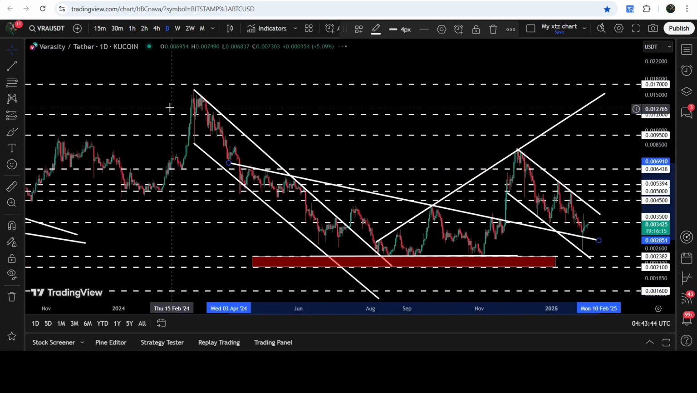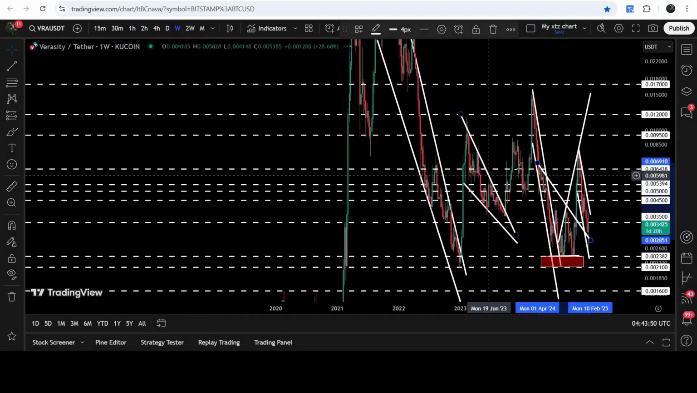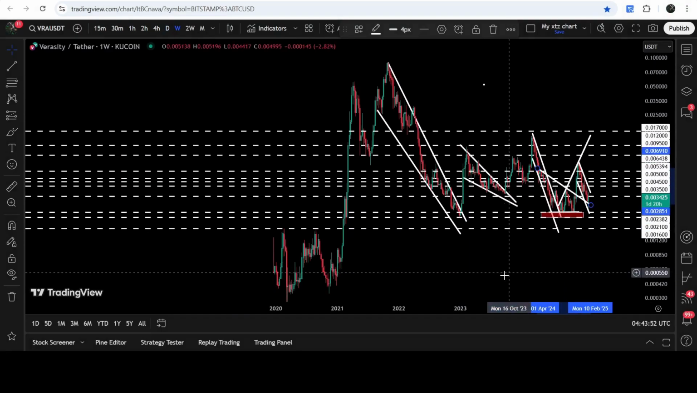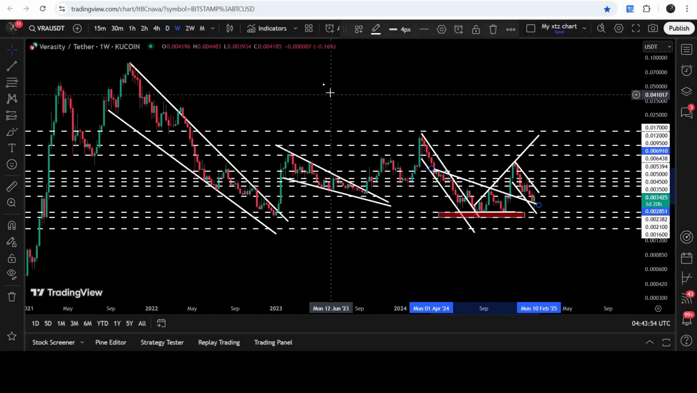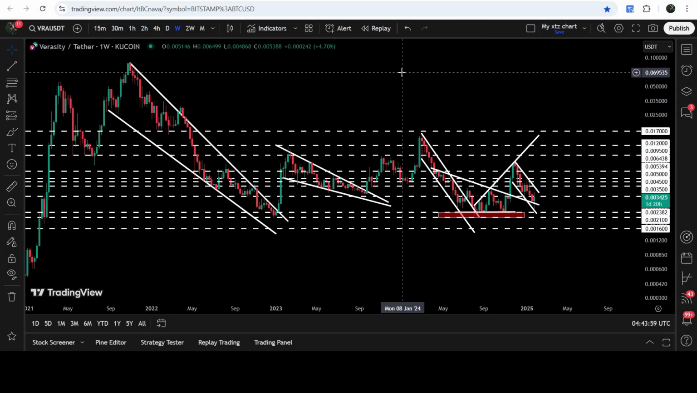And I would also like to show you once again this previous down channel breakout and the breakout from this descending triangle. And we will also take a look at this very huge and massive breakout that is happening here on this 7 days time frame chart from this big and long-term falling wedge pattern as well.